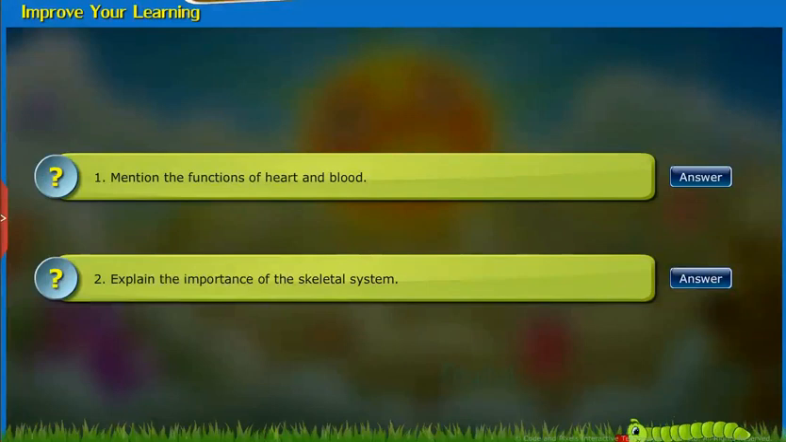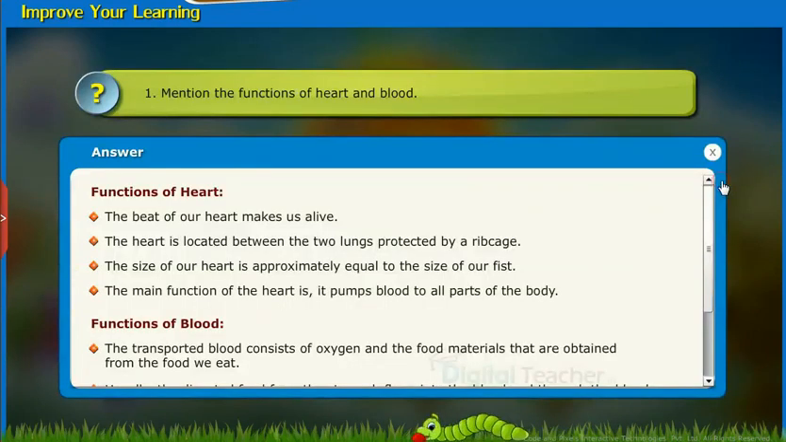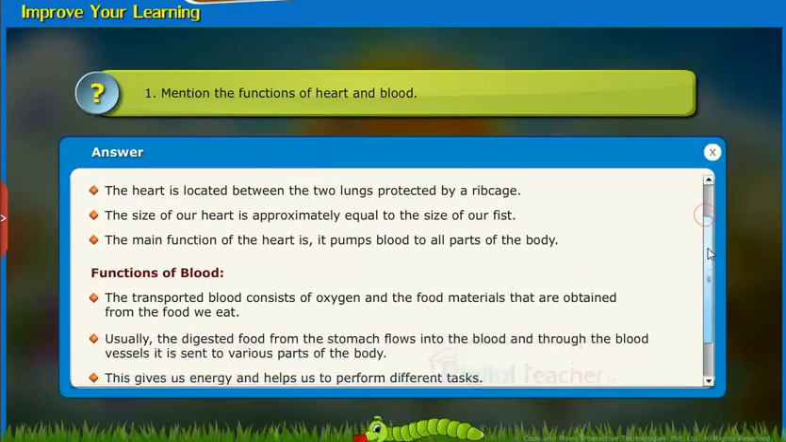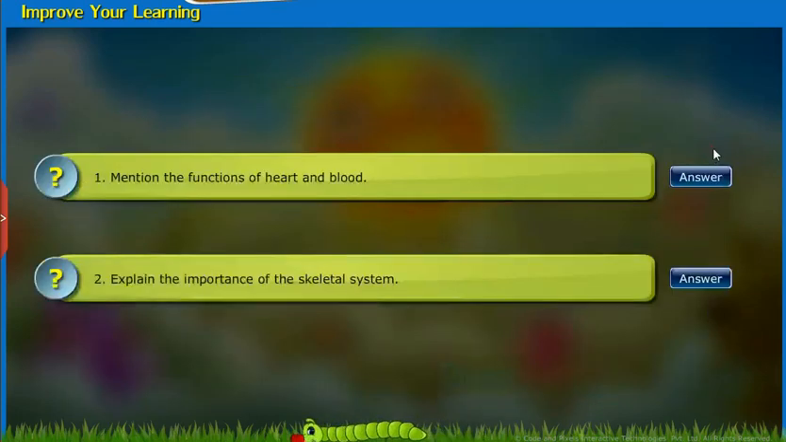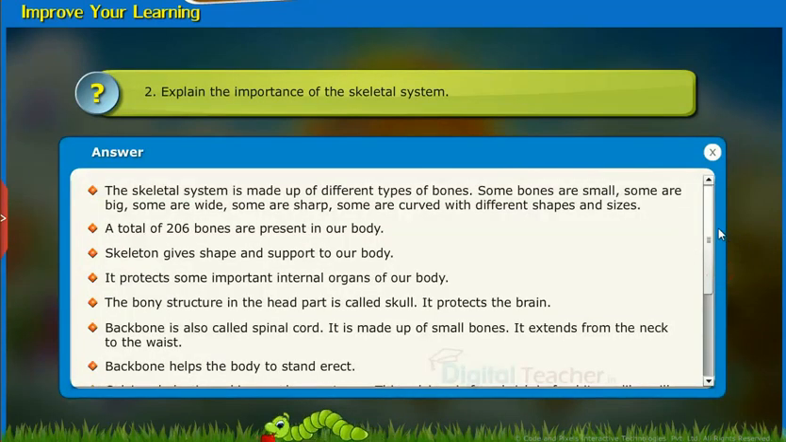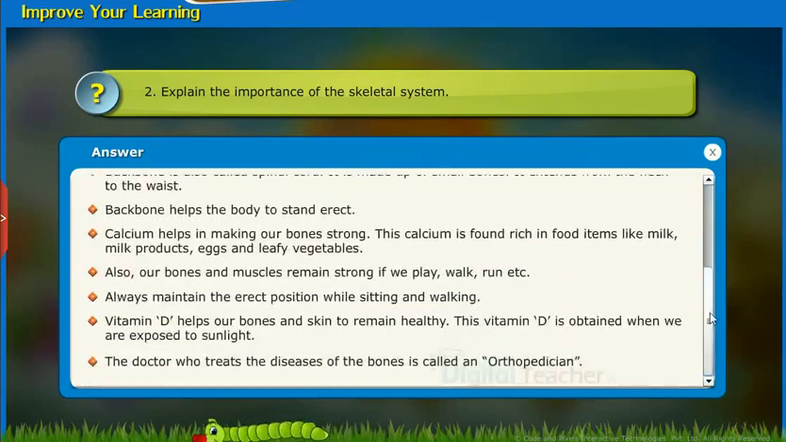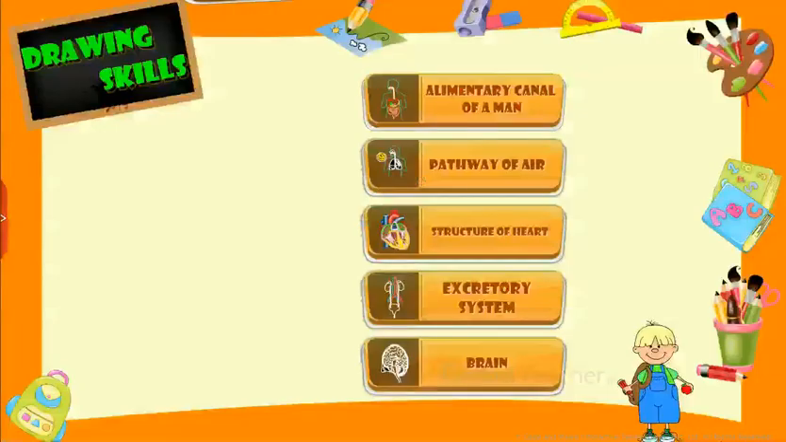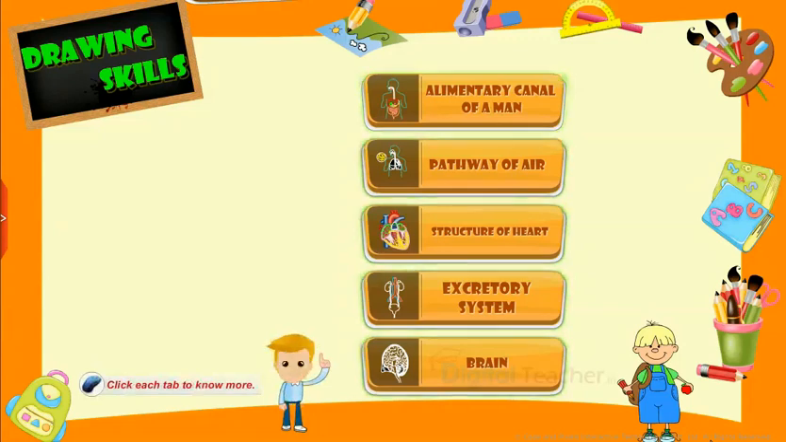Read the questions and attempt the answers on your own. You can click answer for your reference. Drawing skills. This section helps you to sketch images in a step-by-step manner. Click each tab to know more.